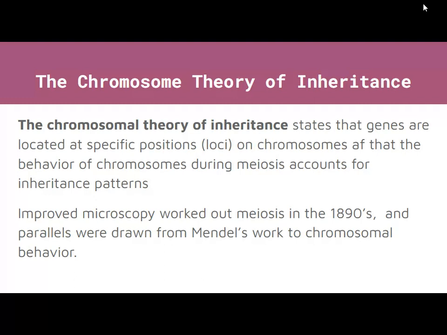So we were able to work out the process of meiosis in the 1890s. We had mitosis a couple years before, but in 1890 we were finally able to draw parallels from Mendel's work to our chromosomes' behavior in meiosis. It wasn't until we got the ability to see chromosomes condense and gametes form that we were able to say, not only was Mendel right, Mendel was really right.